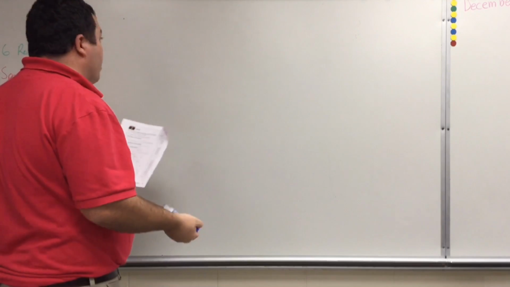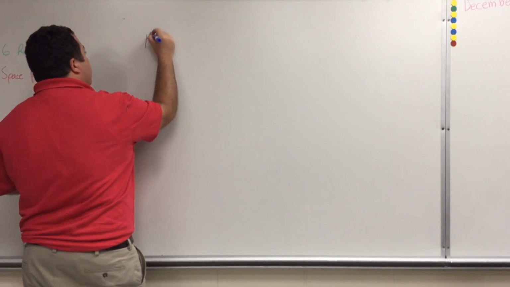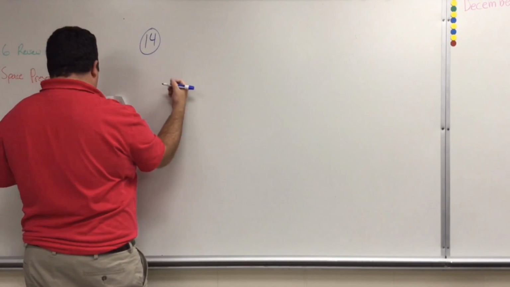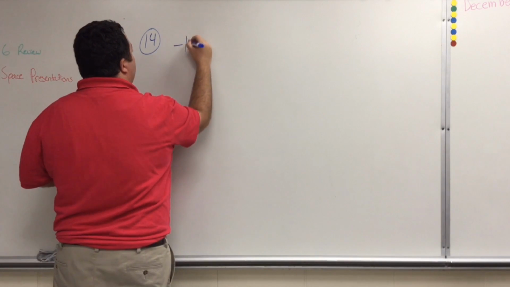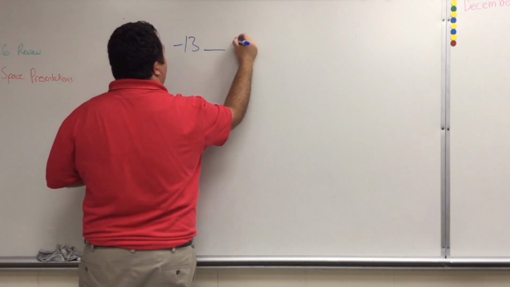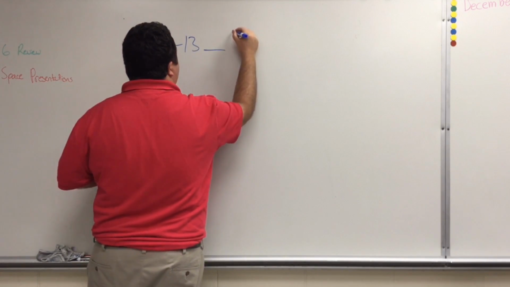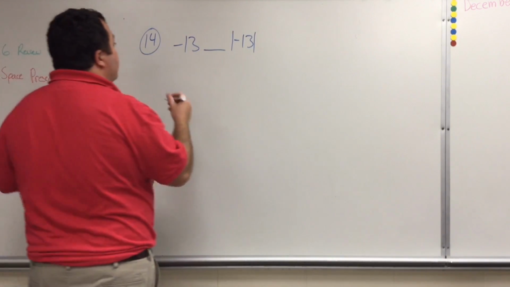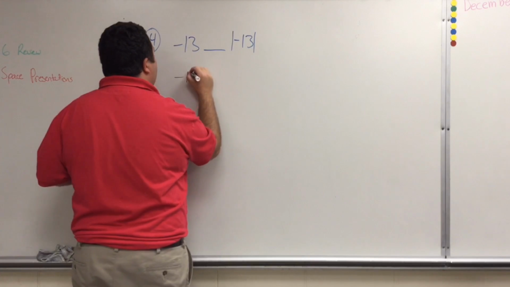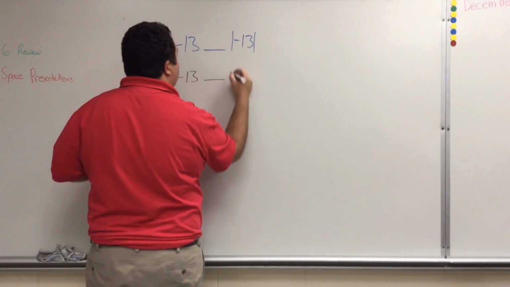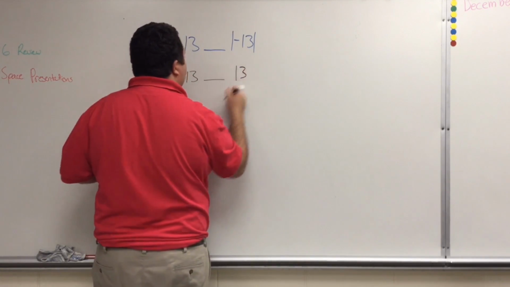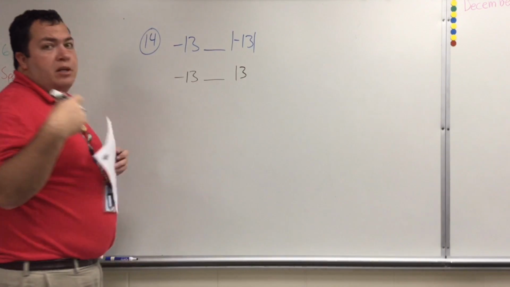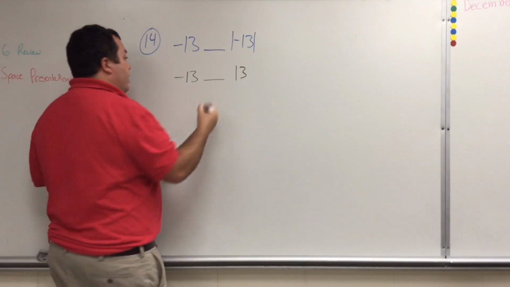The next question we're going to go over is number 14. 14 asks us to compare -13 and the absolute value of -13. So if I rewrite this problem, it would be -13, and absolute value -13 is 13. Well, guys, we all know that a positive number is always greater than a negative number.